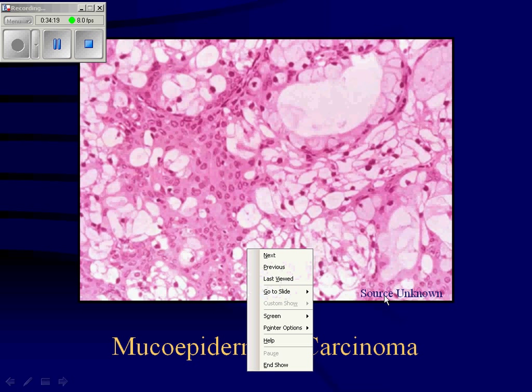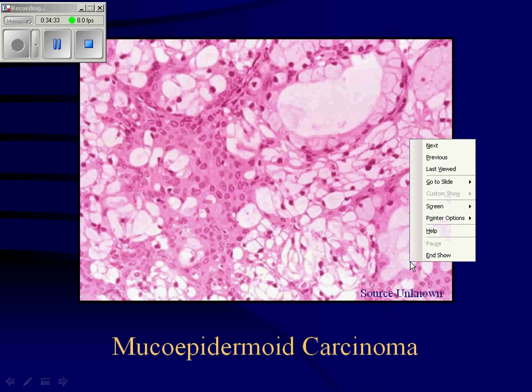Basically, you just grade them based on how much they look like the cells they started from. So if they're nice squamous cells, nice goblet cells, with cells in between those two, then that's a low grade. If they start to look bad, ugly, then they're high grade. So, it's really not that hard to do.